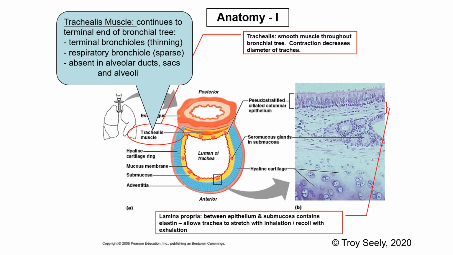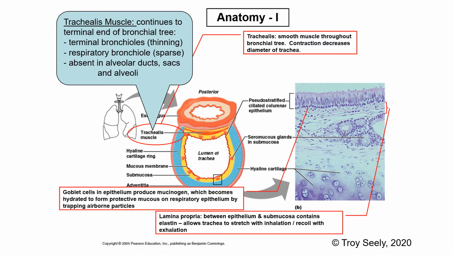A few other things of interest in this region related to anatomy is the lamina propria. So it's between epithelial and submucosa, and it contains elastin, which allows the trachea to stretch with inhalation, recoil with exhalation. And also nearby, we have goblet cells in the epithelium that produce mucinogen. And this becomes hydrated to form a protective mucus on respiratory epithelium for trapping airborne particles.